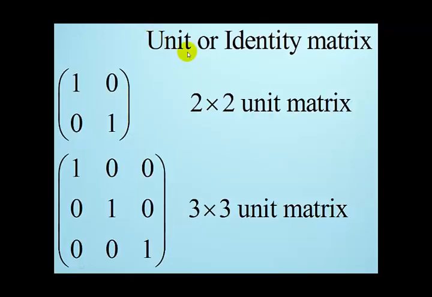Now we have the unit or the identity matrix. When you say unit, we mean 1. The unit or the identity matrix is a matrix with ones along the diagonal, as you can see. So we have 1 along the diagonal. This is a 2 by 2 unit matrix. And for the 3 by 3 unit matrix, you also have ones along the diagonal as shown.